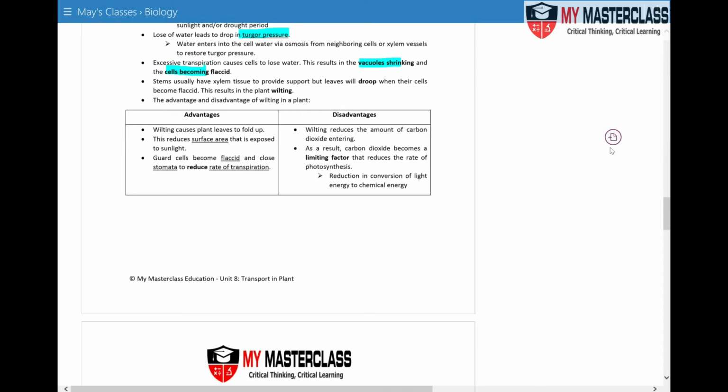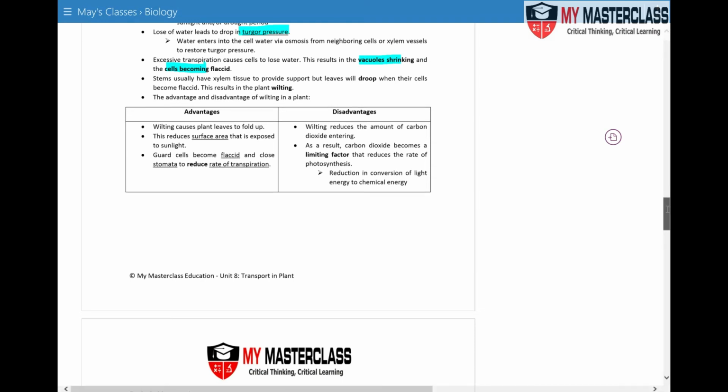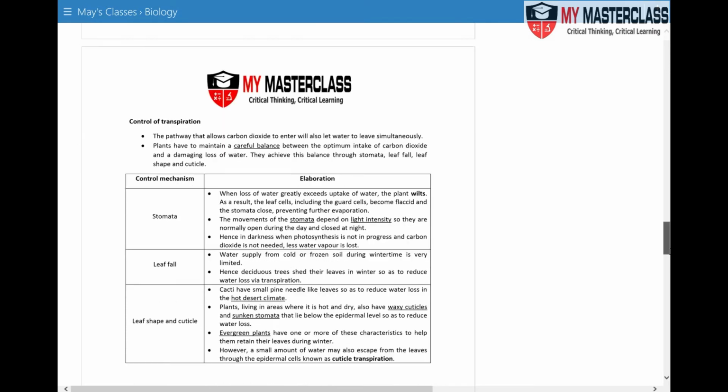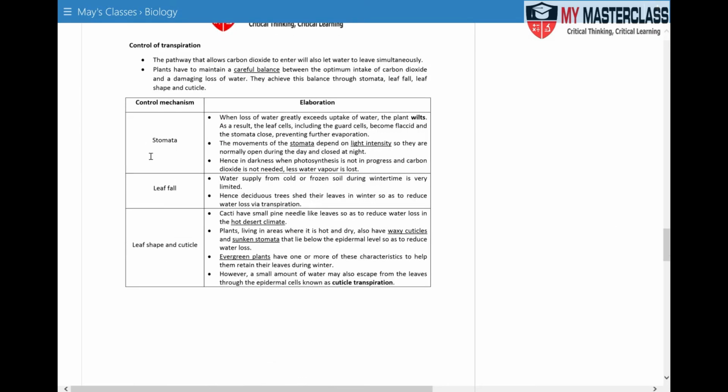When we do not have sufficient carbon dioxide for the plant, that will result in a lack of chemical energy gotten from the sun. So how do we control the rate of transpiration? We have a few ways. The control mechanisms are the stomata, the leaf fall, meaning the type of trees depending on the season they have, and also the leaf shape and cuticle.